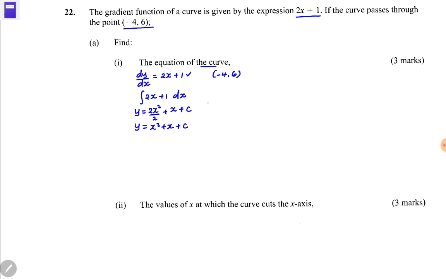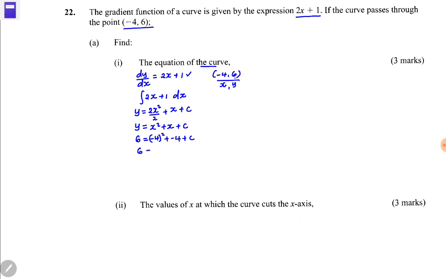Now note that the curve passes through the point -4, 6, where -4 is the value of x and 6 is the value of y. So using the two values, we can obtain the value of the constant. So y will now be substituted with 6. So 6 is equal to -4 squared plus -4 plus c.